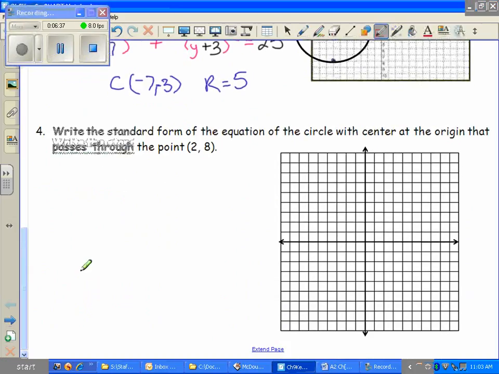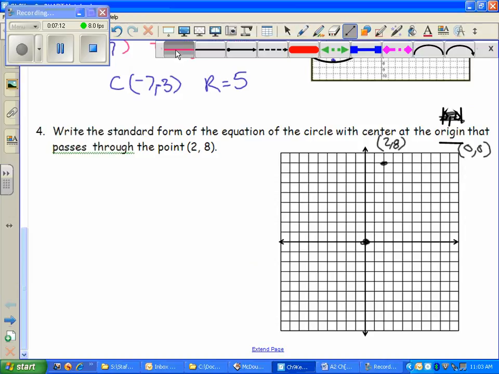The last one on the front page has you writing the standard equation of a circle centered at the origin, meaning that the center is going to be at 0, 0. Whoops. Still got that auto shape pen on. Center is going to be at 0, 0. So I can plot the center at 0, 0. It says that the circle passes through the point 2, 8. So if I plot the point 2, 8, I'm going to go over 2 and up 1, 2, 3, 4, 5, 6, 7, 8 from there. Here's the point 2, 8.